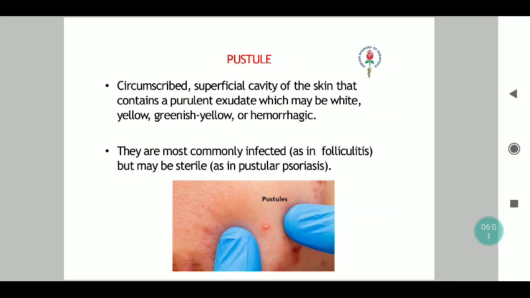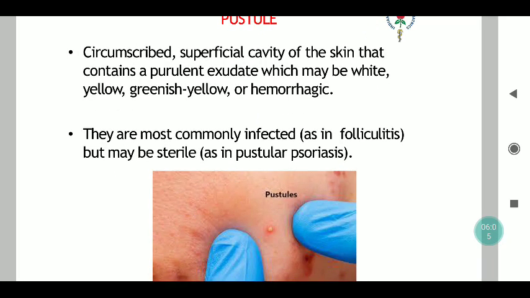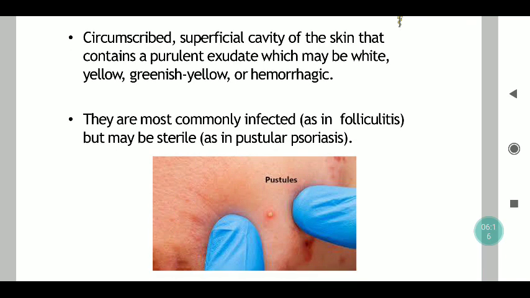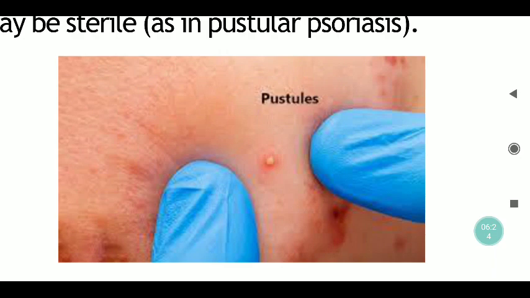Now coming to a pustule, pustules are circumscribed superficial cavities of the skin containing the purulent exudate. It might be either white, yellowish, reddish, greenish yellow, or hemorrhagic in color depending on the content, and it is commonly seen in folliculitis where it gets infected, or it might be sterile as in the case of pustular psoriasis. So if you notice here, this is a pustule.